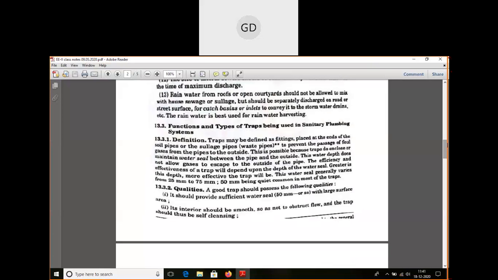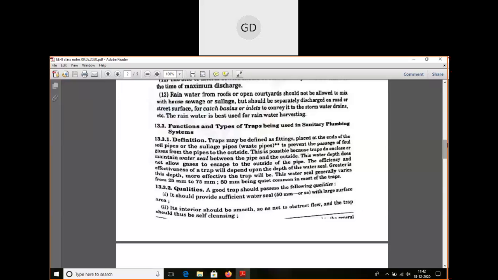So the main thing is that these traps are fittings placed at the ends of your soil pipes or the sewage pipes. And what is the main thing it does? It prevents the passage of foul gases from the pipes to the outside. Whatever foul gases are developing inside the pipes or the plumbing system, it is preventing their passage to the outside.